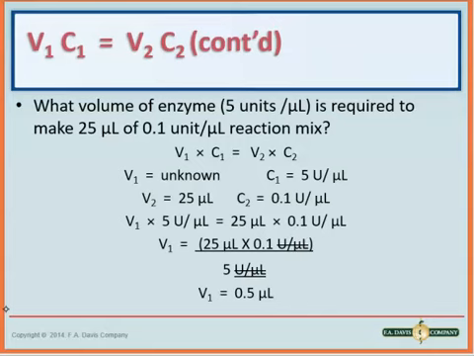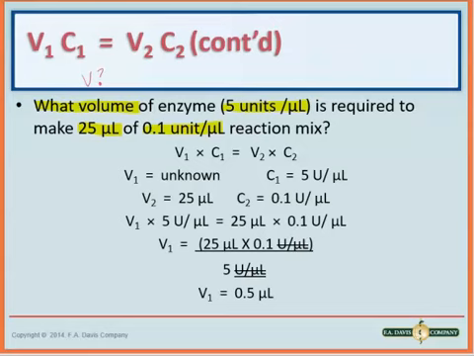So what's the information they give us? They give us 5 units per microliter. They give us 25 microliters, and they give us 0.1 units per microliter. And we know something has to be our unknown. So it says what volume. So we know one of our volumes is going to be our unknown. So now we've got to figure out what's our V1, what's our V2, what's our C1, what's our C2.